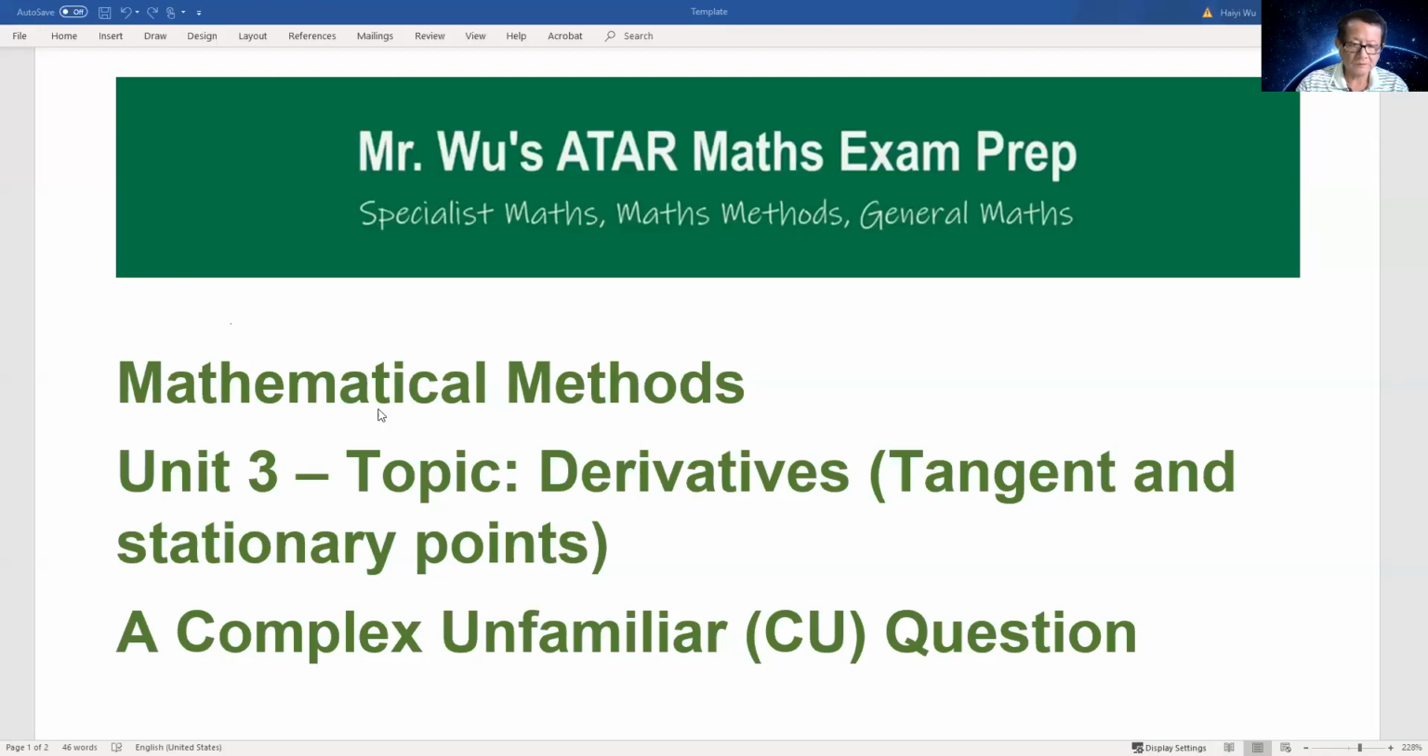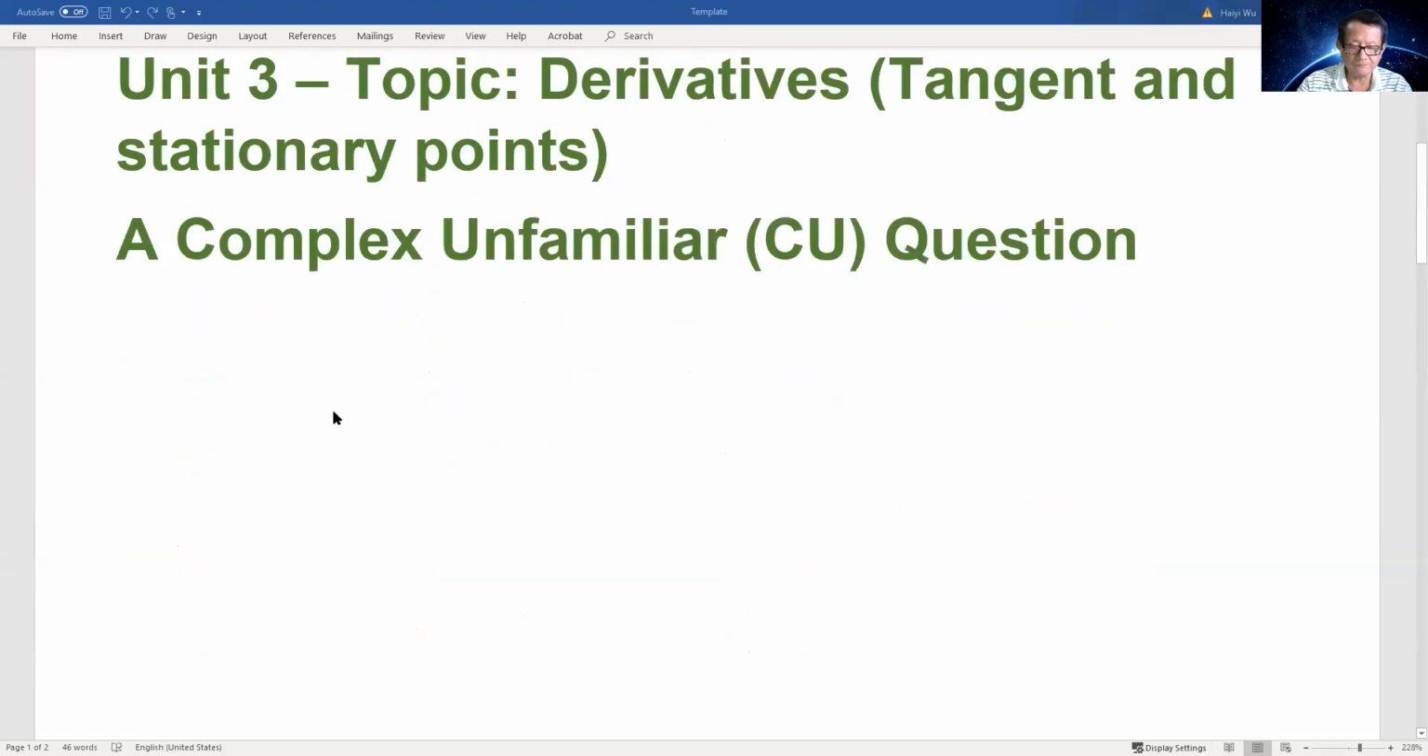Hello. Today we are going to do another question for Mathematical Methods, still Unit 3. The topic is derivatives. Today we focus on one question as an example for tangents and stationary points. This is a complex, unfamiliar question, so let's have a look at it.